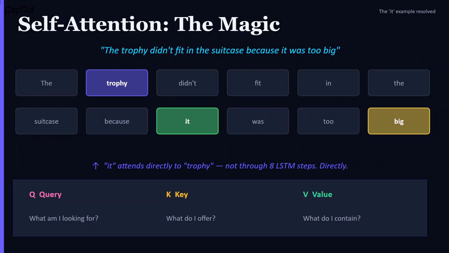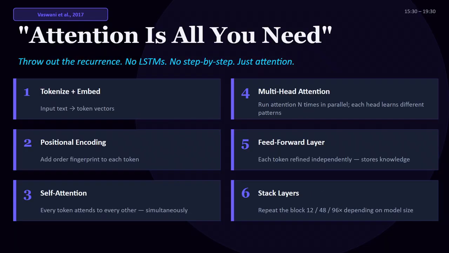This means in the example "the trophy didn't fit in the suitcase because it was too big", "it" can directly look at trophy and suitcase and figure out which one it refers to, not through a chain of LSTM steps, but this time directly in one single forward pass. Then we have multi-head attention. See, we simply run this attention mechanism multiple times in parallel. Each head learns to attend to different relationships. One head might track syntax, another one might look at co-reference, another can look at semantic similarity.